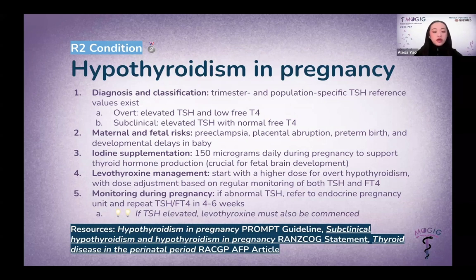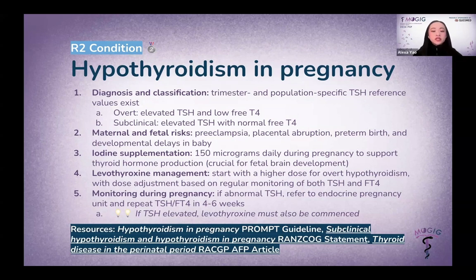So untreated hypothyroidism in pregnancy is associated with risks such as preeclampsia, placental abruption, preterm birth, and developmental delays in the child. As we touched on earlier, this is also why daily iodine supplementation is recommended when planning pregnancy, and during breastfeeding as well, to support thyroid hormone production. Dietary intake of iodine is generally not sufficient for this, so that's why supplementation is important.